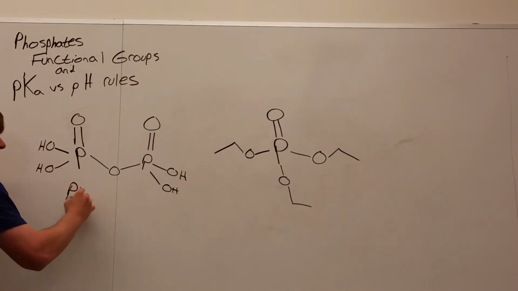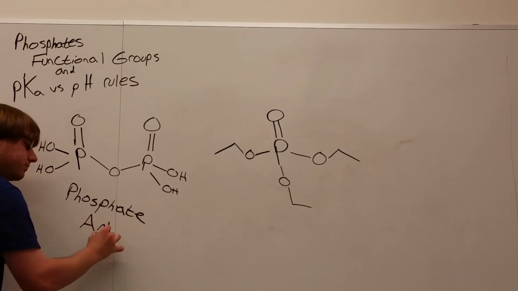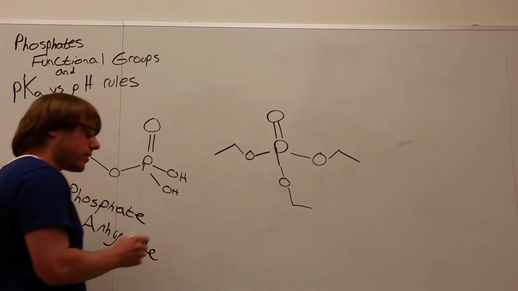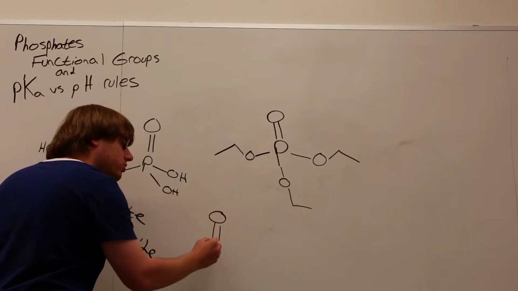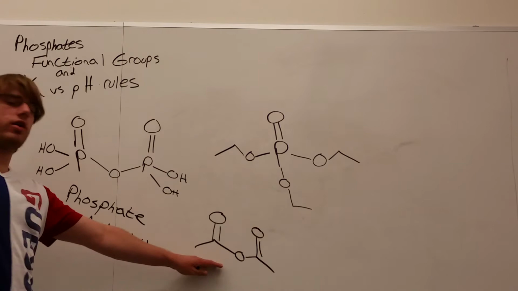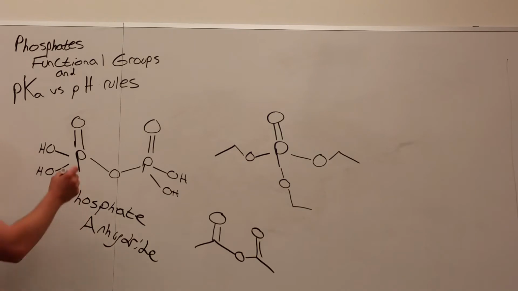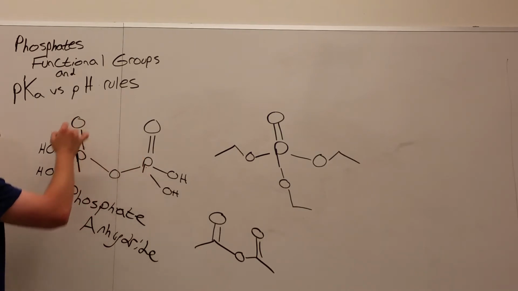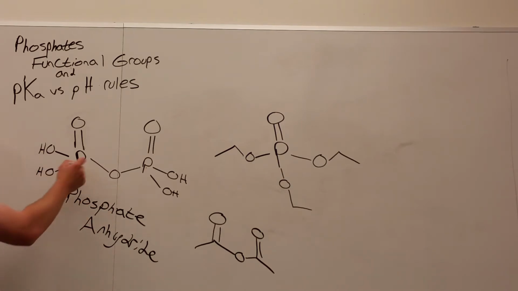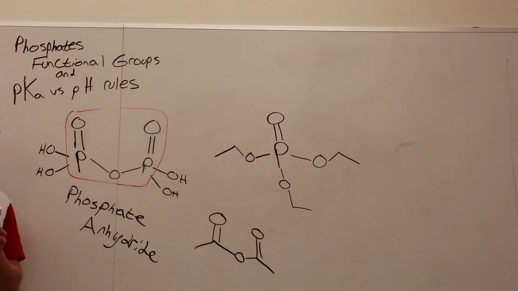Phosphate anhydride. Now, we talked about anhydride back when we did carboxylic acid derivatives. And anhydride referred to two carbonyls that shared the same alpha oxygen. So this is just a generic anhydride. A phosphate anhydride is pretty much the same thing except with phosphorus. So two phosphoruses with carbonyls that share the same alpha oxygen. So regardless of what else is sticking off on that phosphorus, the fact that I see this right here tells me that I have a phosphate anhydride.